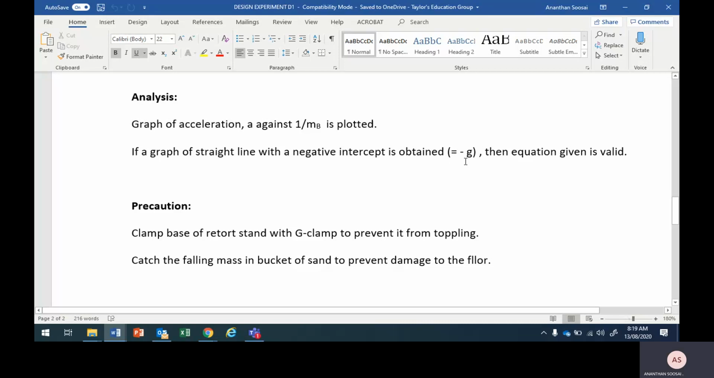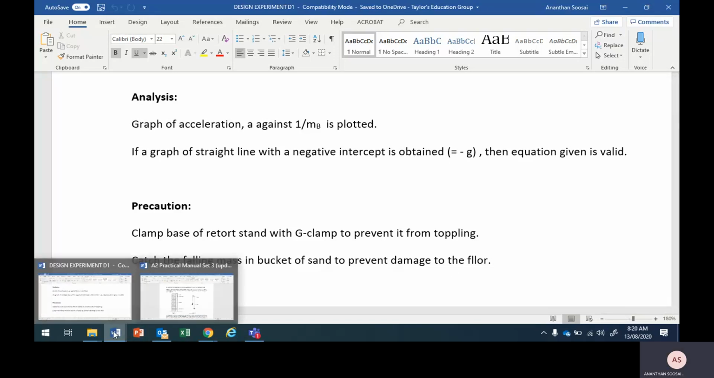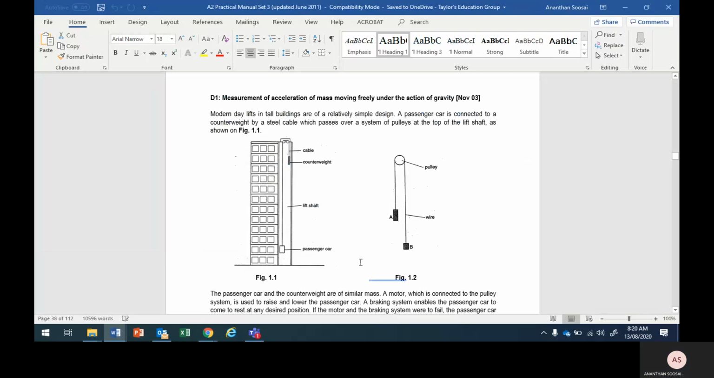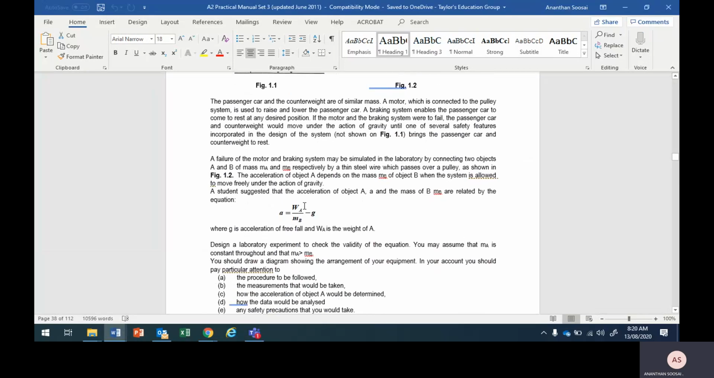And the gradient is what? An equation can even include a gradient also. What's your gradient? Go back to the equation just for a while. So yeah, the gradient is WA. The gradient is WA and the y-intercept is negative G.